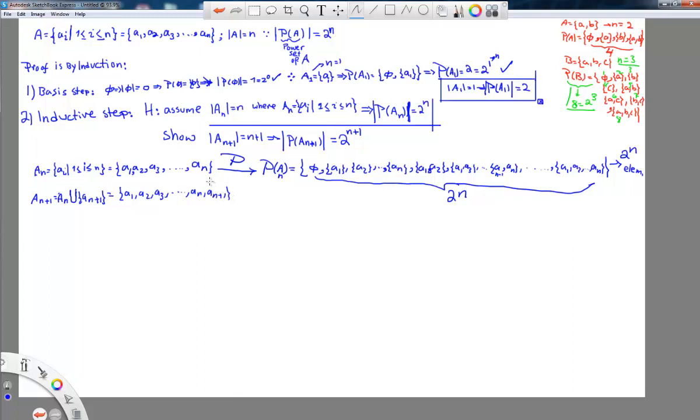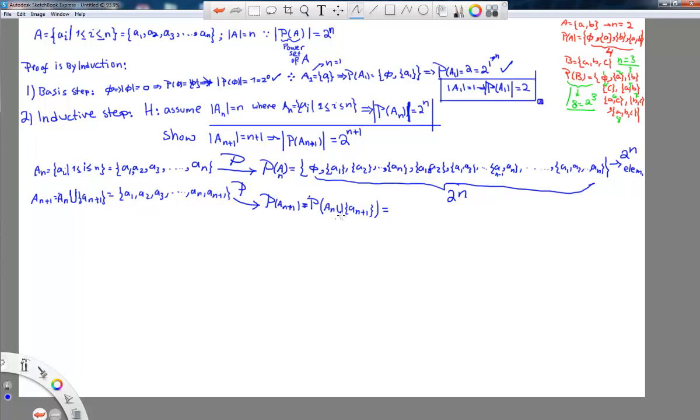Okay. Now let's take a look and see how its power set would look. So the power set of this A sub n plus 1 is effectively made of the power set of A sub n union with just one additional element, and I call this element A sub n plus 1.